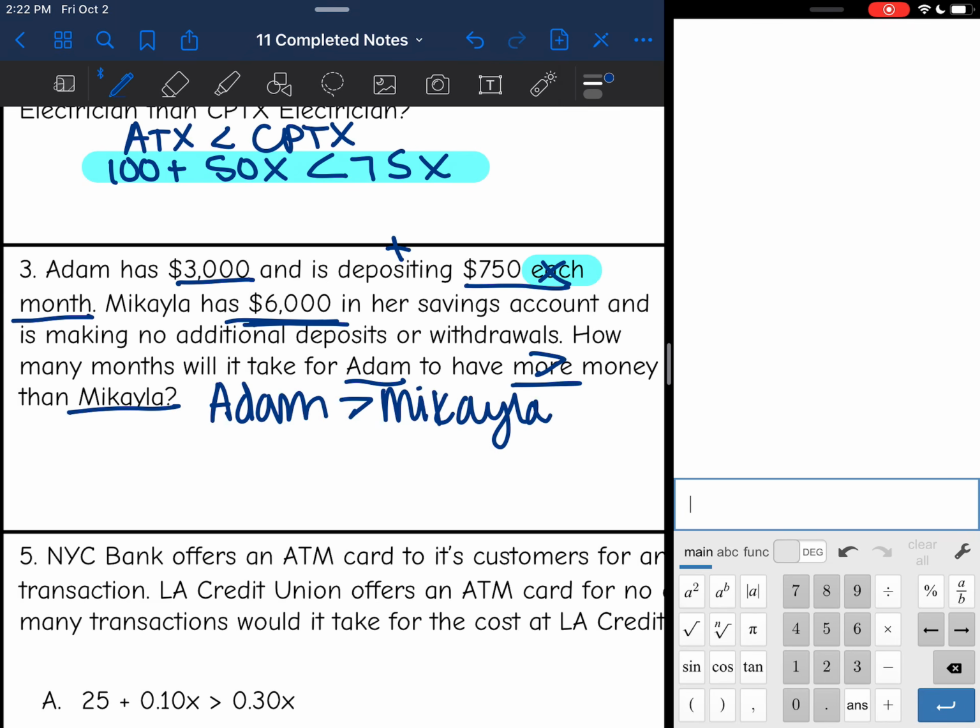So let's go and look for Adam's information. It is up here. Adam has $3,000 and is depositing, so he's adding $750 more each month. And we want to know when he will have more than Michaela. Michaela just has the $6,000 and is not adding or subtracting anything. So there's the inequality.